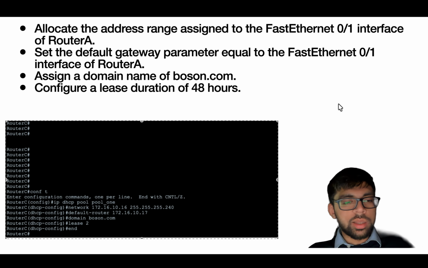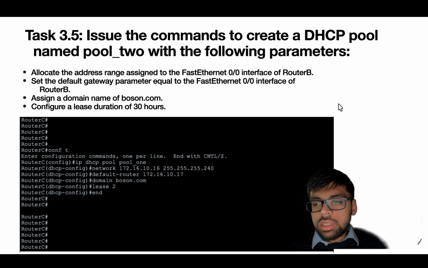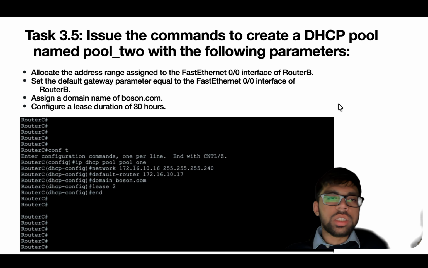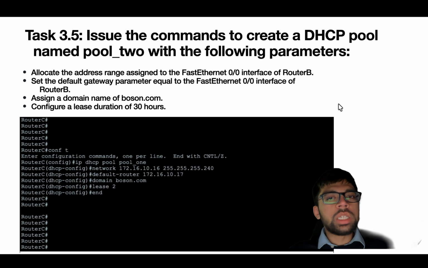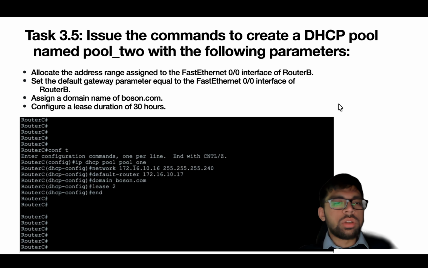Sorry, I'm not quite with it at the moment. Let's go into task 3.5. Issue the commands to create a DHCP pool named pool2 with the following parameters. We need to allocate the address range assigned to the Fast Ethernet 0/0 interface of router B. You set the default gateway parameter equal to the Fast Ethernet 0/0 interface of router B. Assign a domain name of boson.com and configure lease duration of 30 hours. So let's configure the address range, set the default gateway equal to that Fast Ethernet 0/0 interface, assign the domain name boson.com, and create the lease duration of 30 hours.